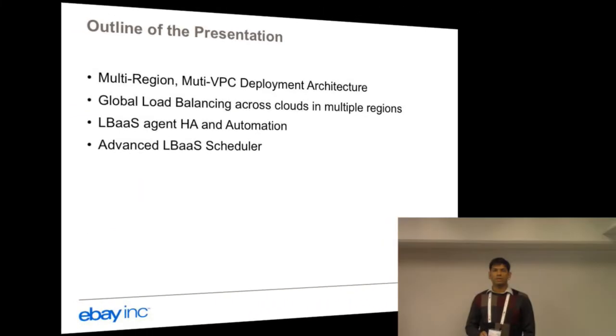So the agenda for today's presentation is: I will discuss how we deployed our multi-region, multi-VPC architecture of cloud and LBaaS, and then how we added value by adding global load balancing between regions to address DR capabilities. Then I will discuss how we made LBaaS agents highly available and automated them. And in the end, I will wrap up by discussing an advanced load balancer scheduler to select what vendor and LB to use.